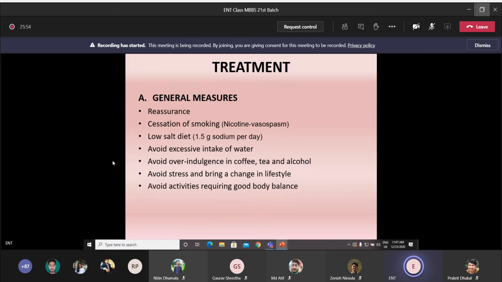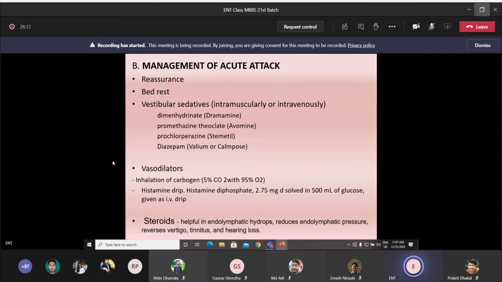And the patient needs to change their lifestyle. They need to avoid activities where they require body balance, so they should not be going for adventures and all that. Now, the treatment is divided into management of acute attack and chronic phase.